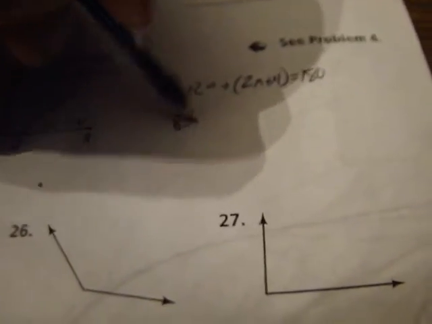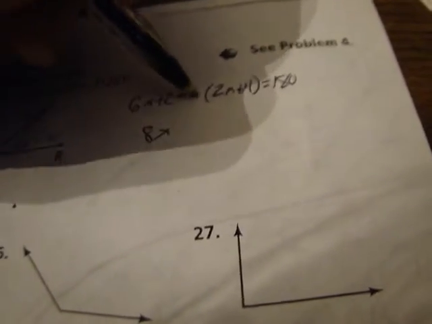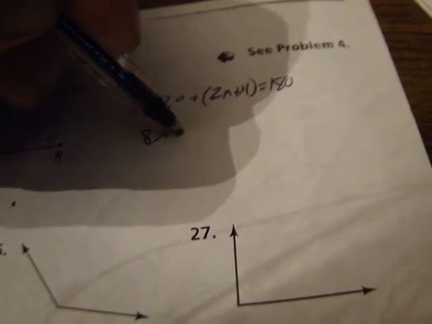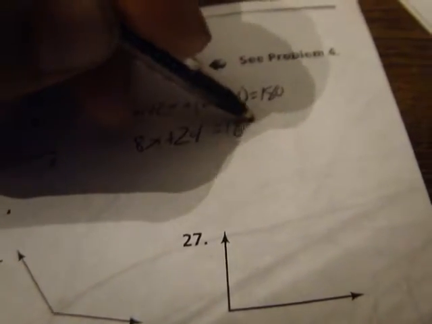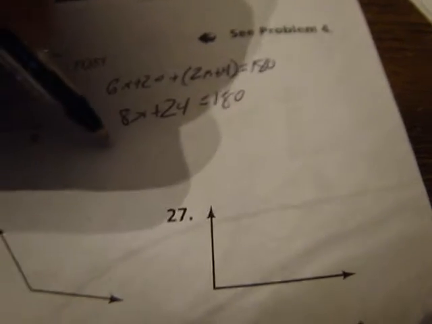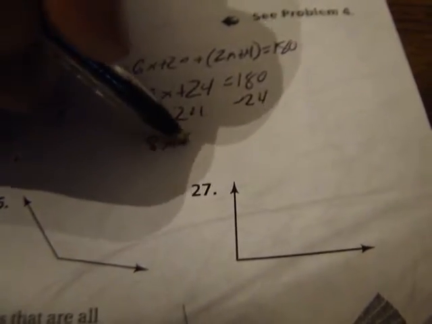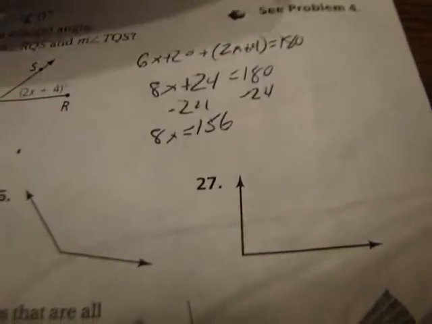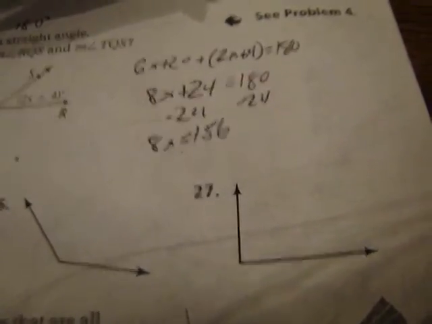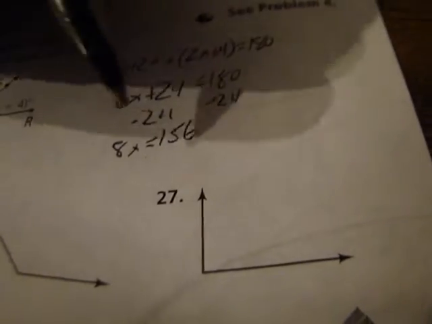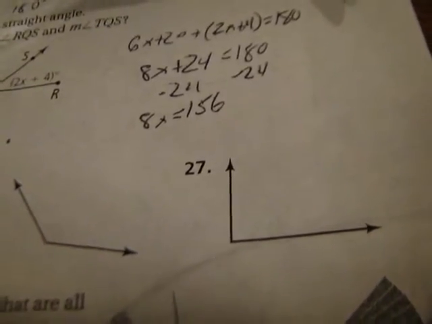And we're just going to combine like terms. 6x plus 2x is 8x. 20 plus 4, because it's plus plus, is plus 24 equals 180. We subtract 24 from both sides. Minus 24, minus 24. We get 8x equals 156. Is my math correct? Yep. Then I'm going to divide to find x.